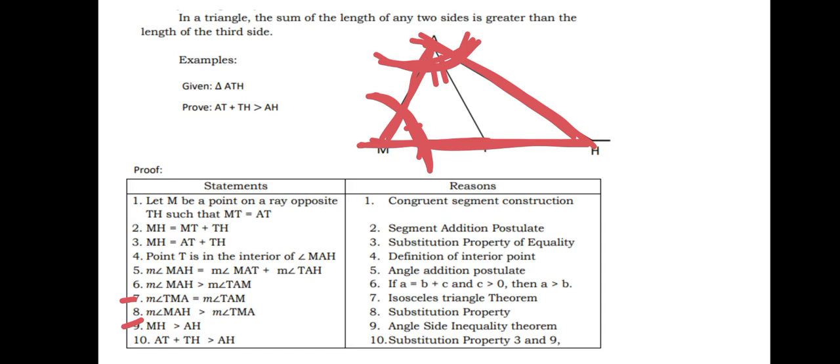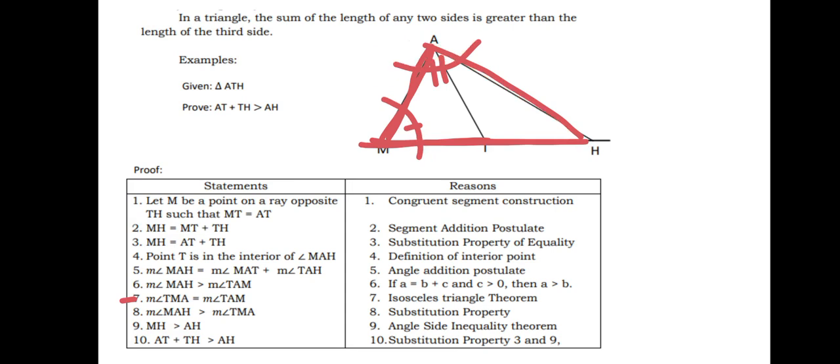And through substitution property for number 3, since MH is equal to AT plus TH, we can substitute from number 9, MH, with AT plus TH, which is from number 3. So that's it. We already proved that AT plus TH is greater than AH.